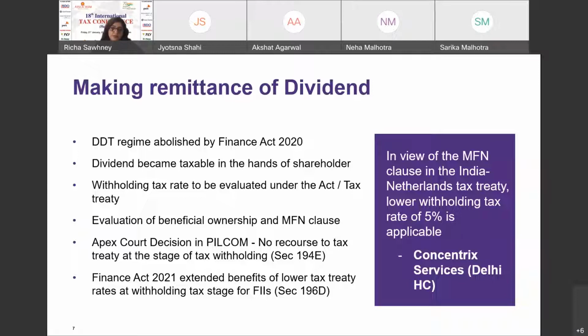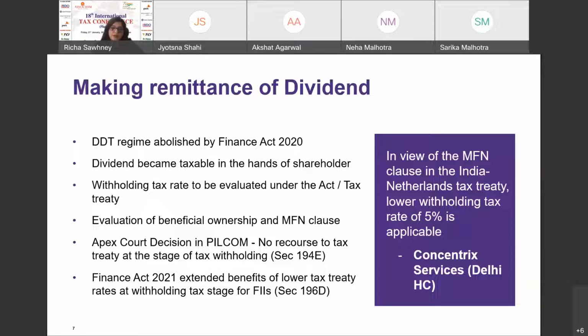Yet another interesting development here was the Telcom ruling, though it was in the context of section 194E, which is payment to sportspersons. It had a lot of wider ramifications. What the court said here was that no recourse to tax treaty can be taken at the stage of tax withholding. Now, it's important to note that the sections they were referring to here were the sections where the withholding tax rate is already given in the domestic law, and there is no reference to the rate of tax in the tax treaty.